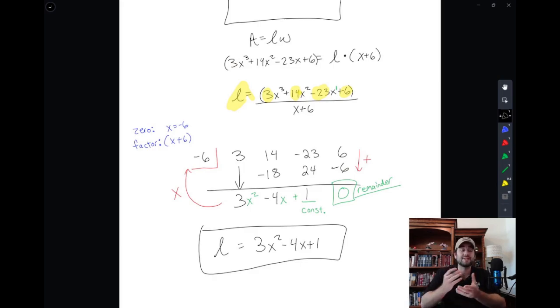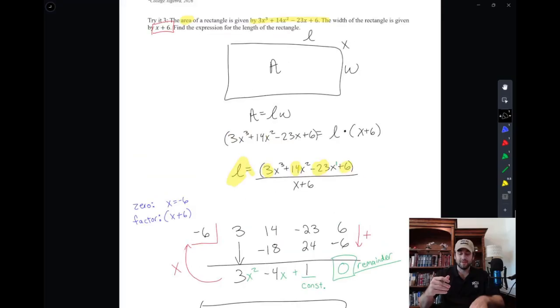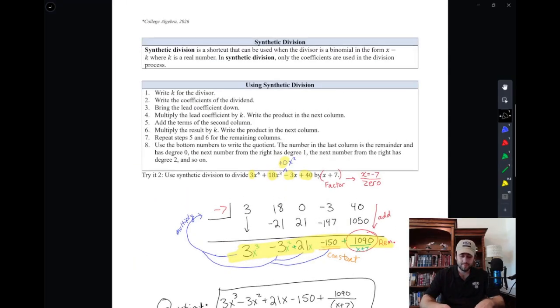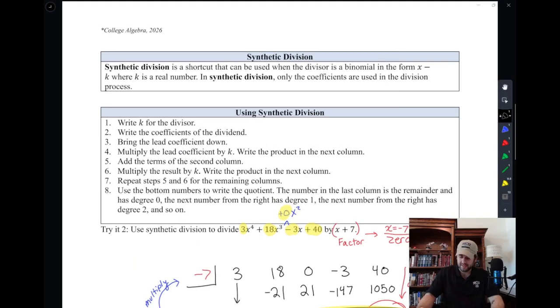All right, so that's two different ways that you can divide. You can long divide and you can synthetic divide. Synthetic division only happens when the factor is a nice, neat factor that results in an easy zero that you can find. When you have it of the form x minus k, this is broken up right here, but when you have it of the form x minus k is when you can synthetic divide.